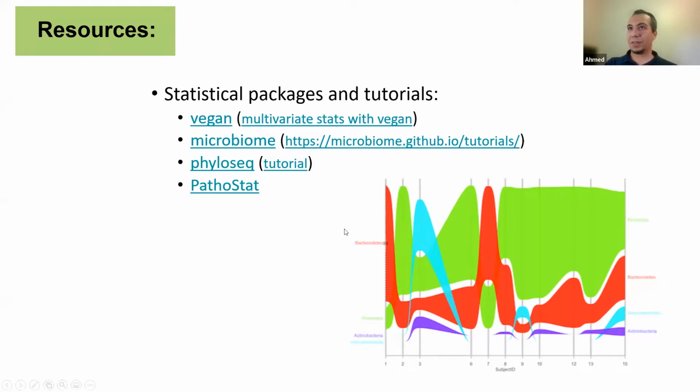So there are packages like phytosig, and there is pathostat. Pathostat allows you to analyze temporal data, so you can look at the variation in the relative abundance of your taxa, which are on the y-axis, across different subjects or across time. It gives you really nice figures so that you can immediately see the temporal variation, or the variation across different samples, for your taxa.